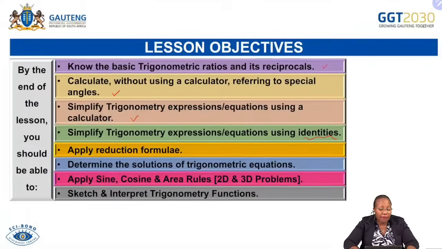And then number 5, to apply the reduction formula. Number 6, to determine the solution of trigonometric equations. And then to apply sine, cosine, and area rules. We are applying sine and cosine rules where we are solving 2D and 3D problems. And then you must also be able to sketch and interpret your trigonometric functions.